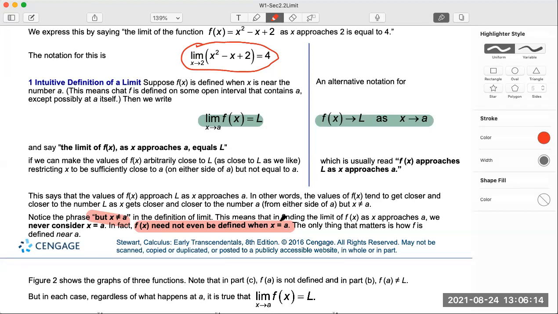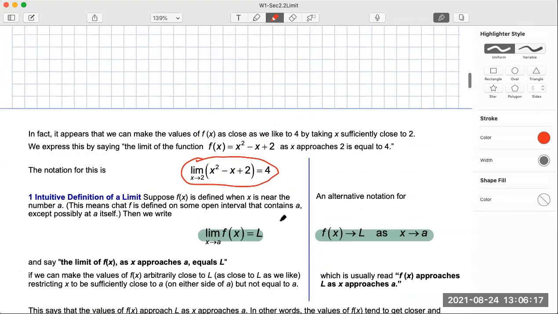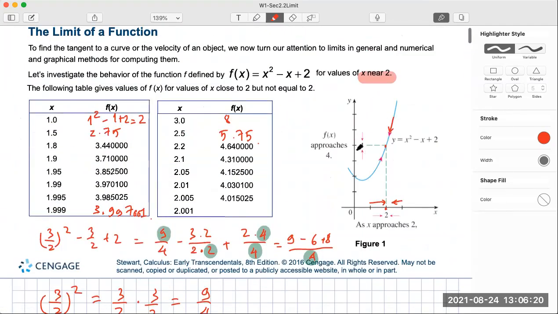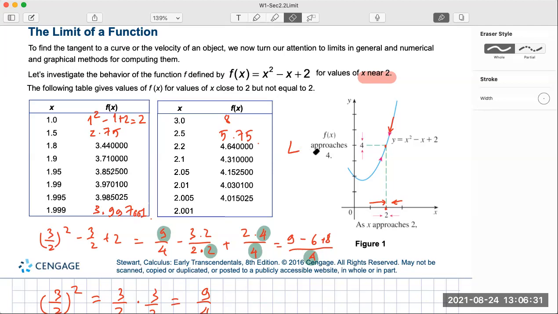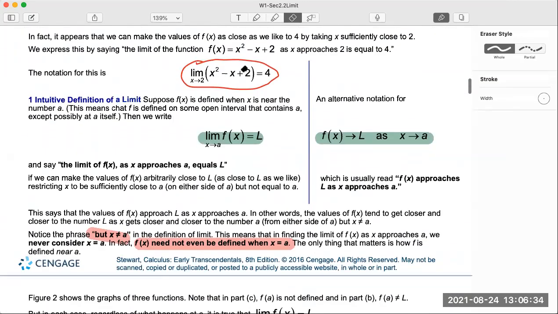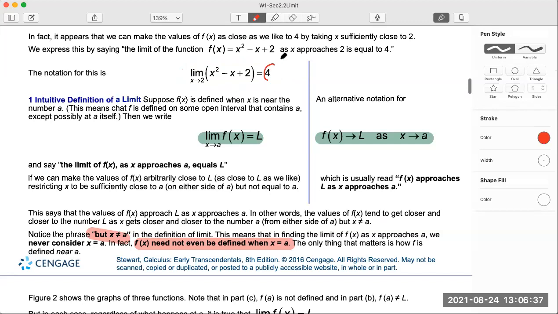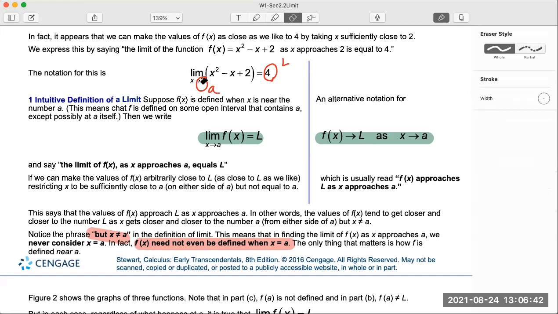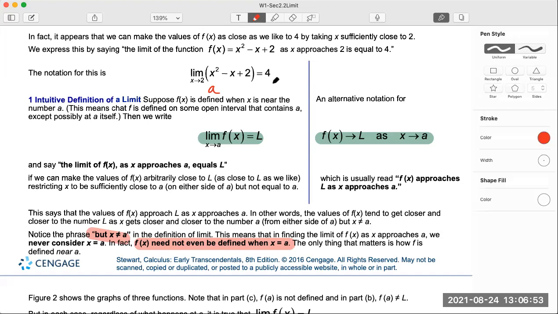L is the value f of x approaches as x approaches 2, and in the previous example, what is it? Very good. L is 4 in this case. Or we can write this: this is L, and this is a in this notation. Okay? Yes, a is the value on the x-axis, and L is on the y-axis. Very good.